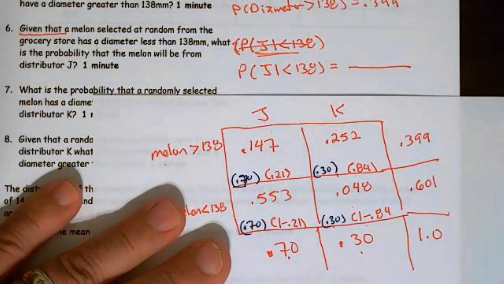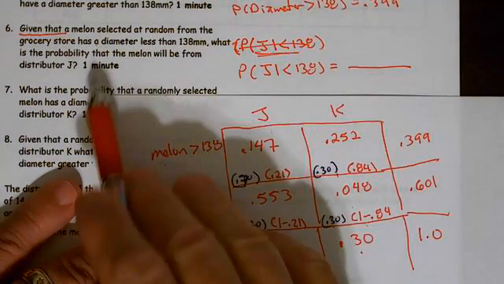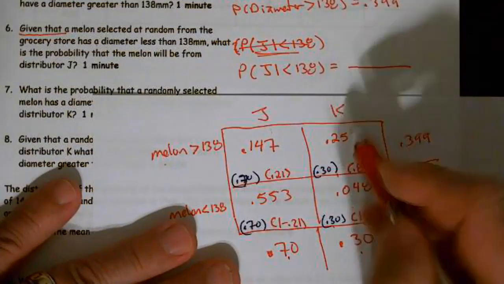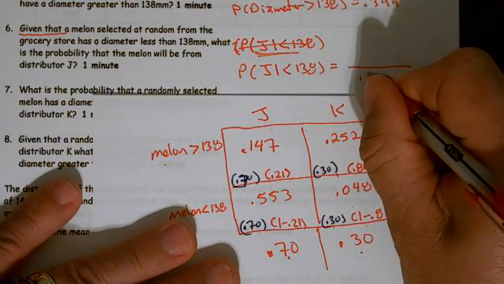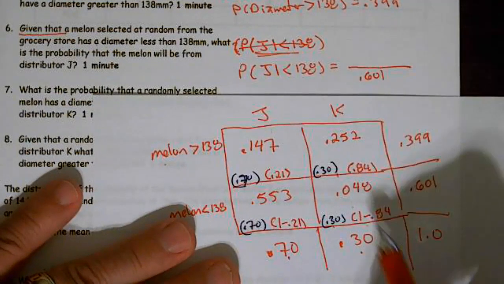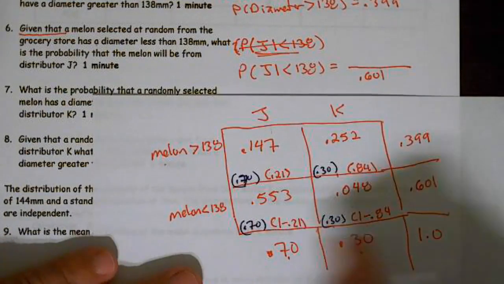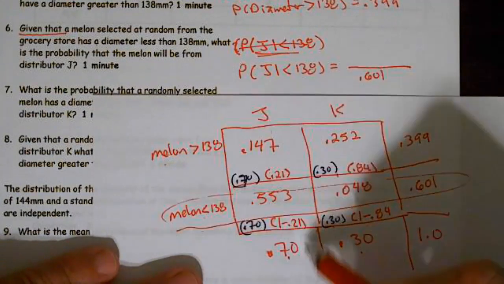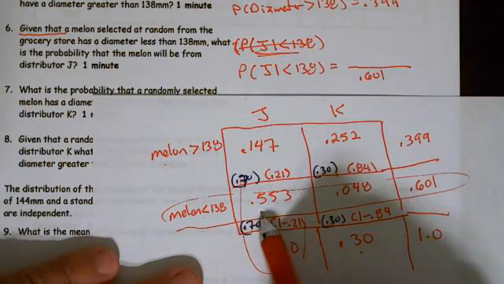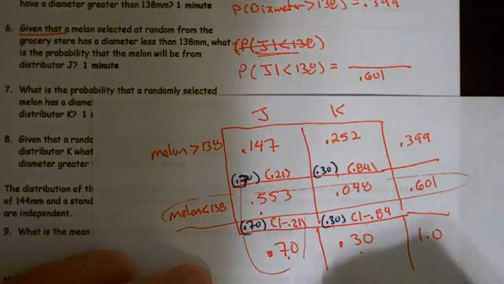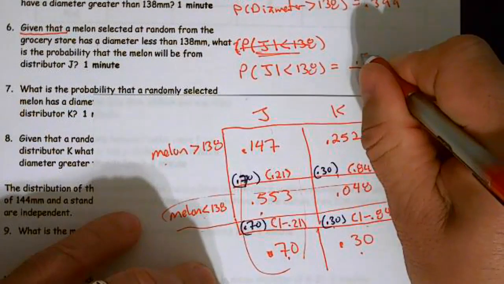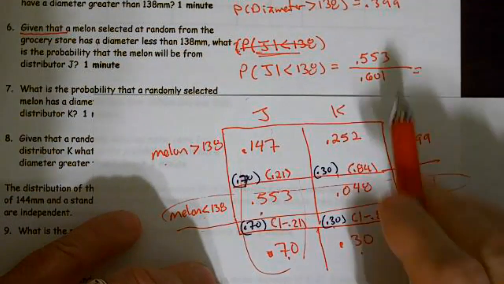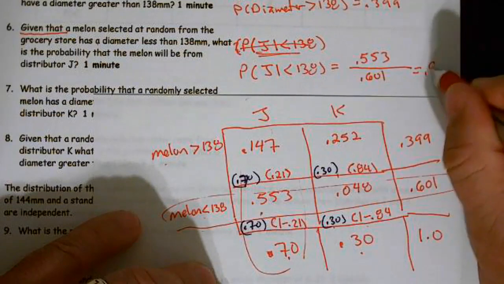So in this case, what's the probability that it came from J, or the probability that it's less than 138? Well, the probability that it's less than 138 is 0.601. So 0.601 goes in the denominator. And less than 138 and came from J, here's my intersection. My intersection is 0.553. So 0.553 goes in the numerator. And then when I divide it out, this equals 0.92.